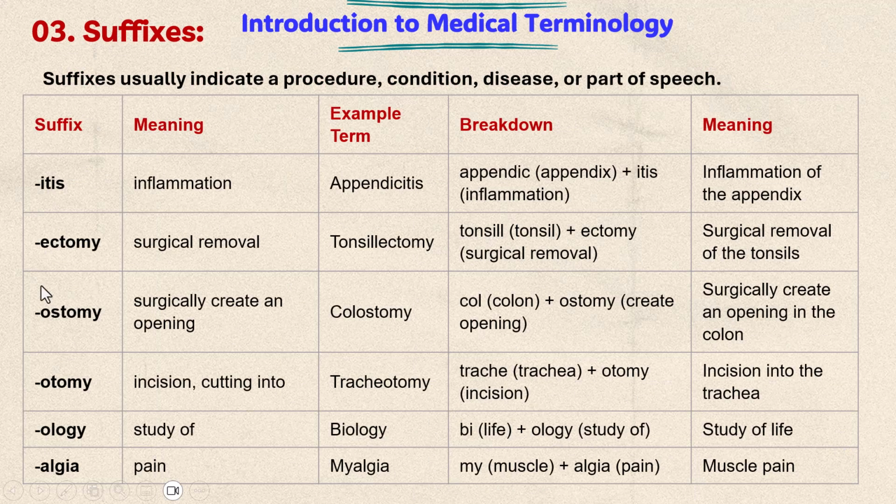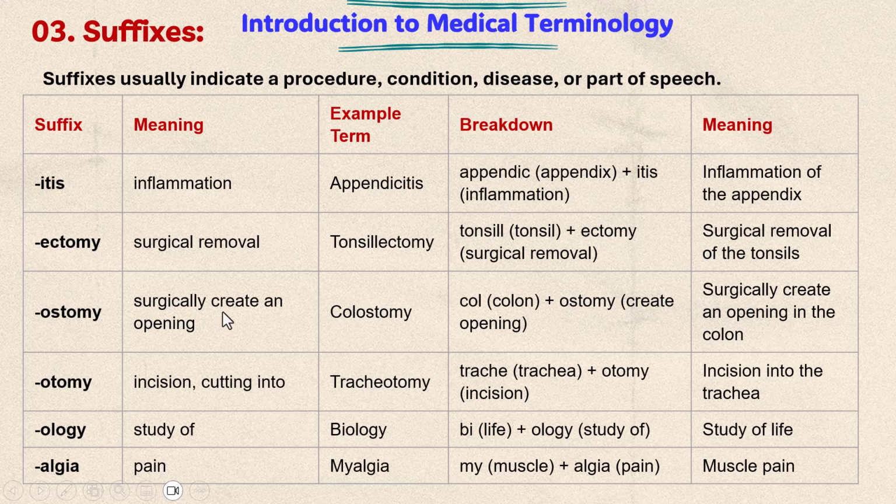So the third part is suffixes. Suffixes usually indicate a procedure, a condition, or a part of speech. For example, itis, which we have already seen, means inflammation. For example, appendicitis. Here appendix is the appendix, itis is inflammation. So, inflammation of the appendix. Ectomy means surgical removal. For example, tonsillectomy. Here tonsil is tonsil, ectomy means surgical removal. So, surgical removal of the tonsils.